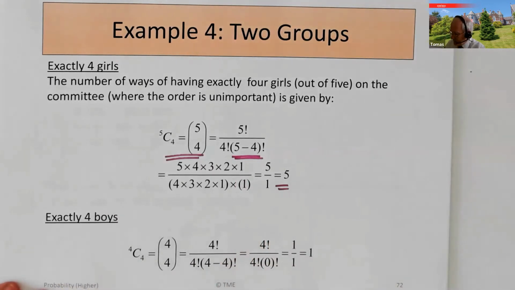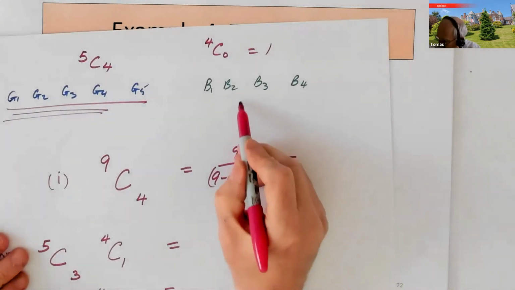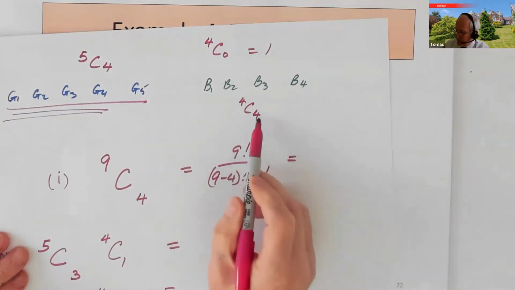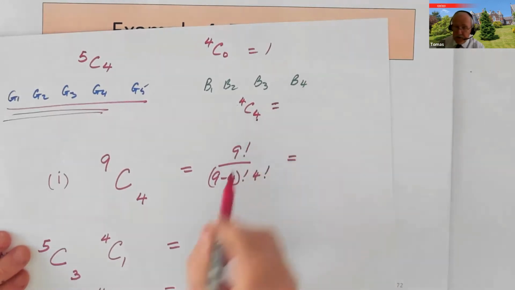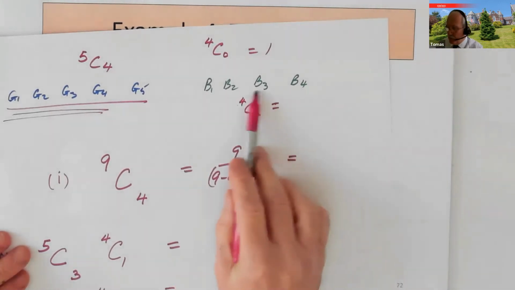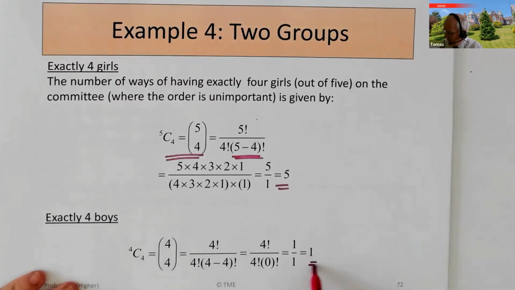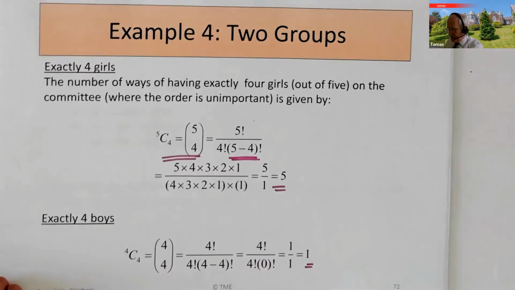Exactly 4 boys. If I go with 4 boys, I want 4C4. Out of 4 of them, I want 4 of them. And 4C4, well, there aren't too many ways of doing that. I get to pick all 4 of them. So there's only one way of doing that as well. So 4C4, one way. So one way of getting all boys, 5 ways of getting all girls.